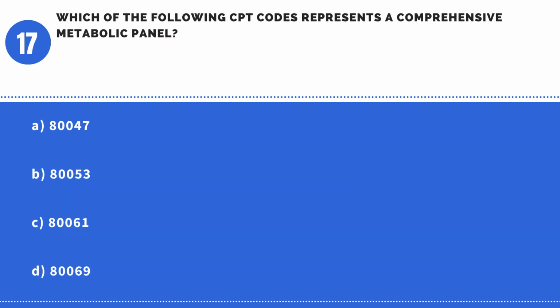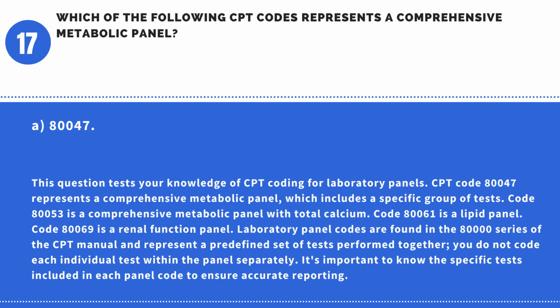Question 17. Which of the following CPT codes represents a comprehensive metabolic panel? A. 80047. B. 80053. C. 80061. D. 80069. Answer: A. 80047. This question tests your knowledge of CPT coding for laboratory panels. CPT code 80047 represents a comprehensive metabolic panel, which includes a specific group of tests.